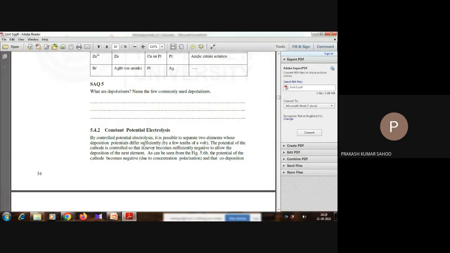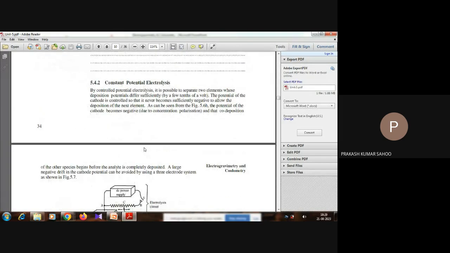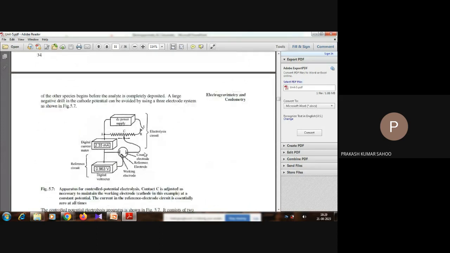Then constant potential electrolysis, this is already discussed, where the potential is fixed, and this is the system. This is the reference electrode, this is the counter electrode, this is the working electrode, this is a digital voltmeter, DC power supply, electrolysis. Here the reference electrode's role is to maintain a constant potential environment.